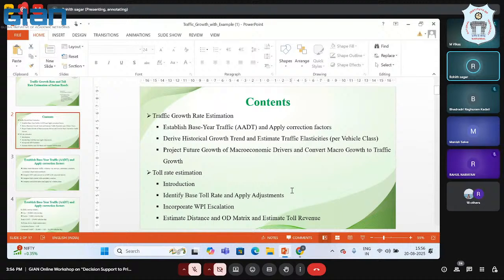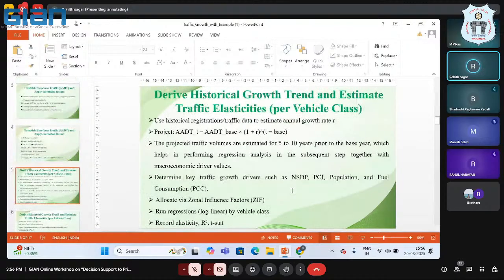If you are taking any highways or ring roads, the traffic roaming on the roads will not be only from one state, but from 5 or 6 states. There comes the topic of zonal influence factor. There will be 5 or 6 zones influencing the traffic on the highway. So we need to collect the NSDP data for those 5 or 6 states, and multiply it with the zonal influence factor.